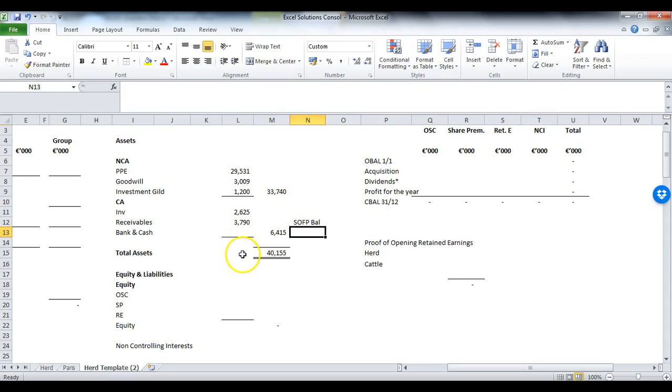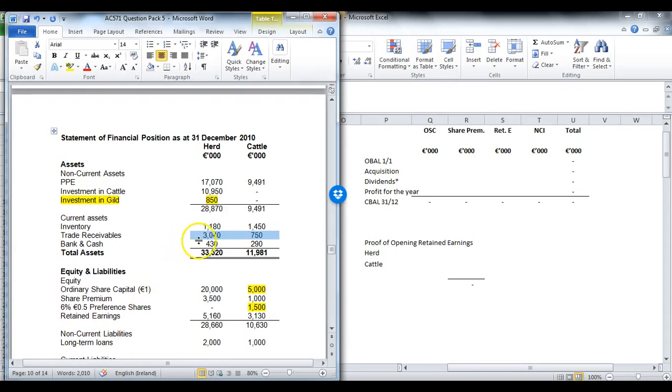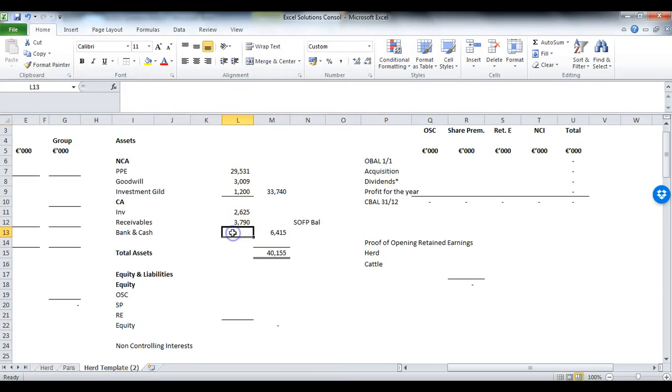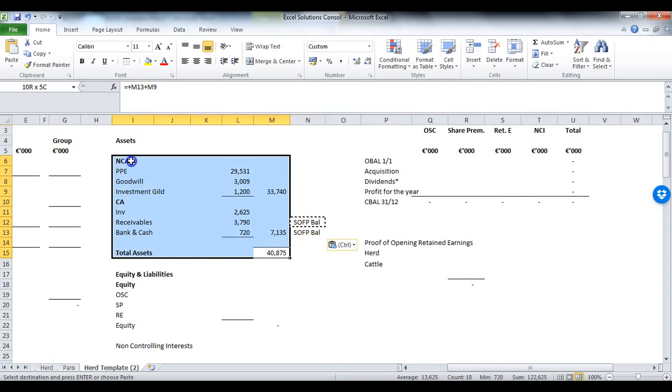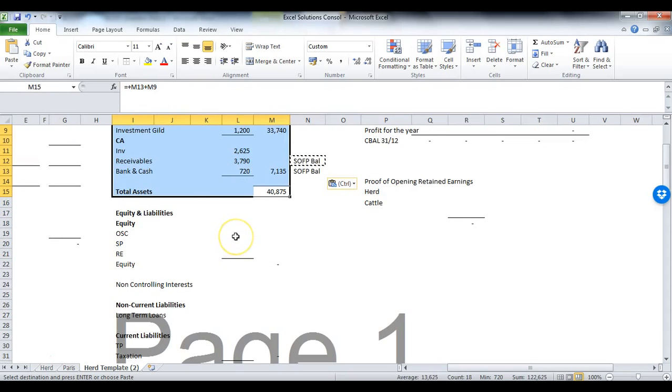Similarly with cash, we had no adjustments, therefore there was no reason to open a T account, so we just add 430 plus 290. Plus 30 plus 290. And again, we might just show it for the examiner, that is just coming from the SOFP balance. So now we have our total assets done, and we move on to equity and liabilities.